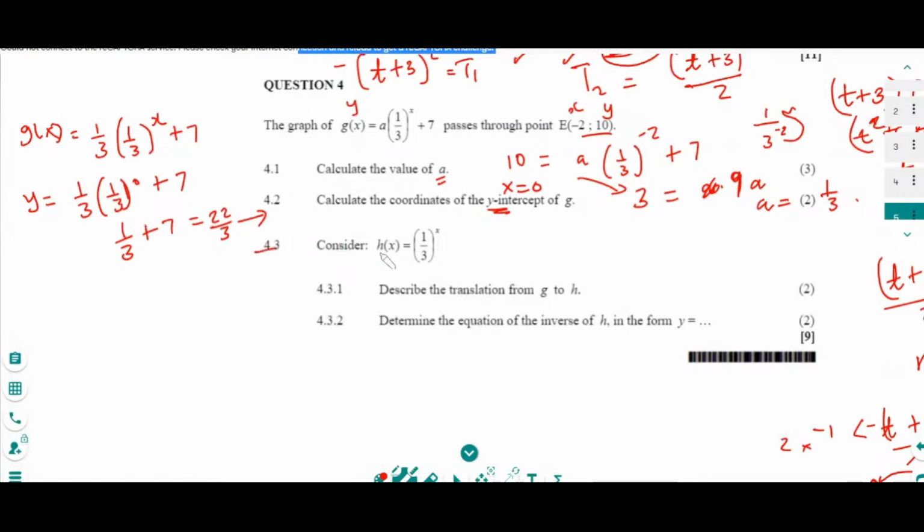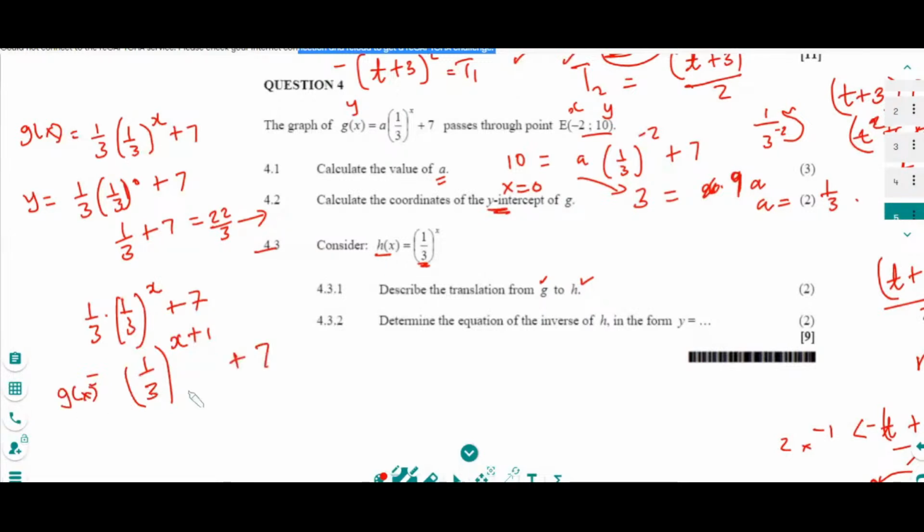4.3, we have this equation h of x, which is this. Describe the translation that took place between g to give us h. We can go back and say, okay, our g of x was 1 over 3 times 1 over 3x plus 7. But this can also be written, since the bases are the same, we can add up the exponents. It's 1 over 3 to the exponent of x plus 1, and then plus the 7. That is still the g.